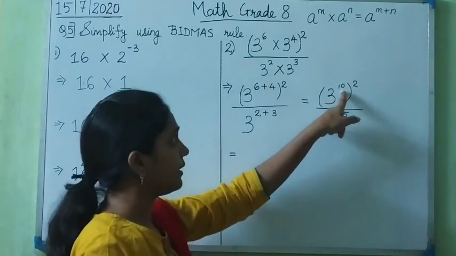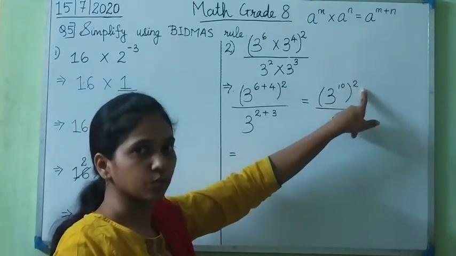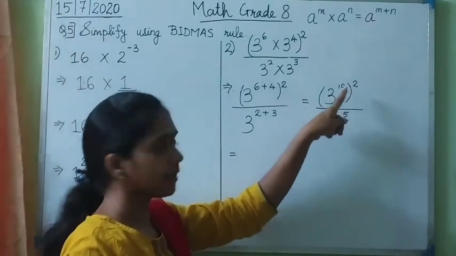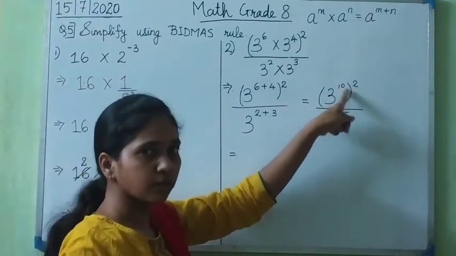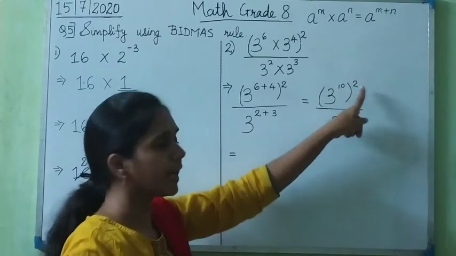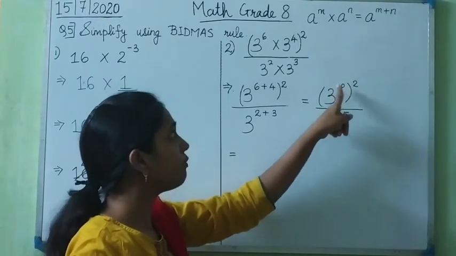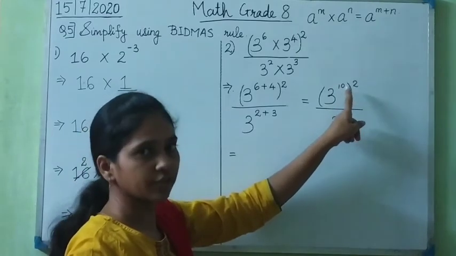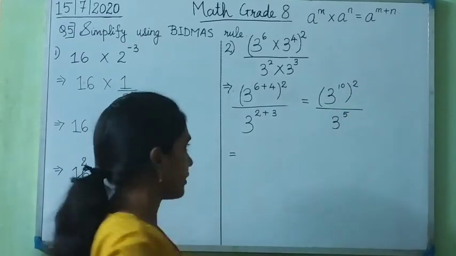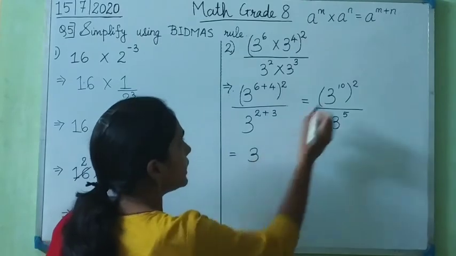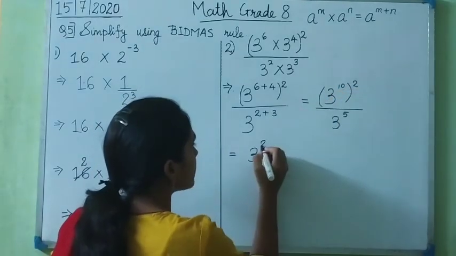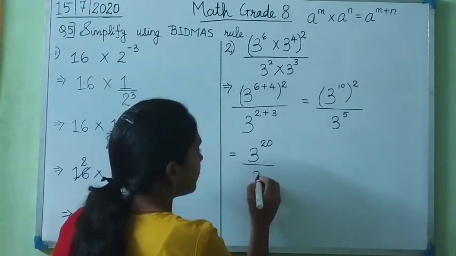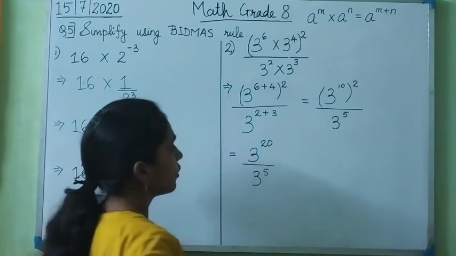Now we have 3 raised to the power 10, and this is raised to the power 2. If a number is raised to a power and the whole is raised to another power, then we multiply the two powers. So this becomes 3 raised to 10 multiplied by 2, which is 20. So 3 raised to the power 20 divided by 3 raised to the power 5.